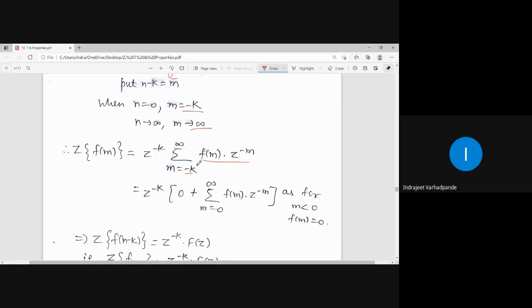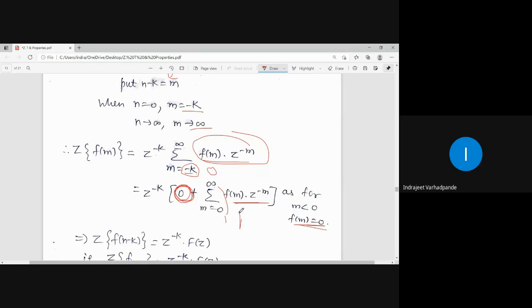But I know that we are talking about only the right-sided z transform or one-sided z transform whose value starts from 0. So from minus k to 0, what will be the value of the sequence or function? 0. And from 0 to infinity it is f of m into z to the power minus m, right? Because for the negative numbers the value of the sequence does not exist, because I am considering the case of only the one-sided or right-sided z transform. So from minus k to 0 it is 0, and from 0 to infinity the value is f of m into z to the power minus m.